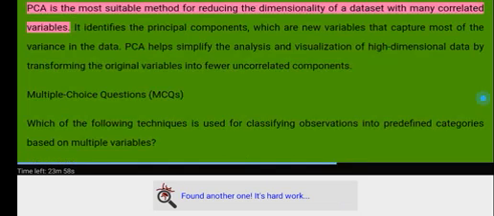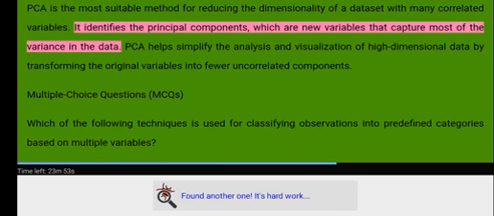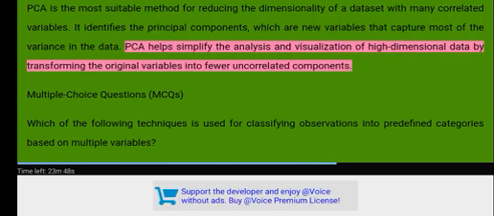Explanation. PCA is the most suitable method for reducing the dimensionality of a dataset with many correlated variables. It identifies the principal components, which are new variables that capture most of the variance in the data. PCA helps simplify the analysis and visualization of high-dimensional data by transforming the original variables into fewer uncorrelated components.